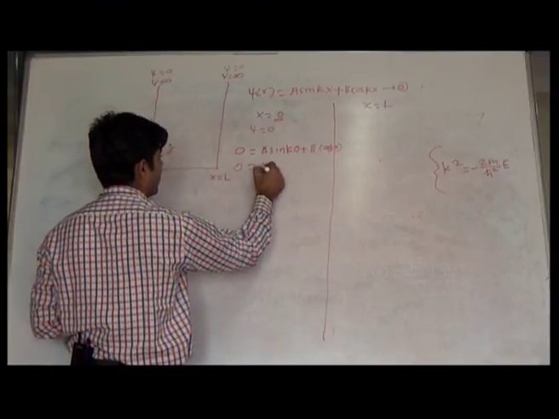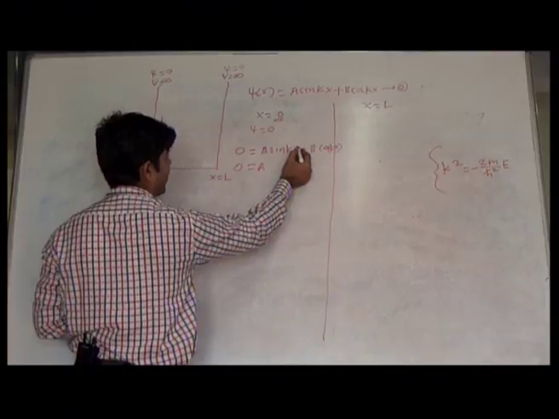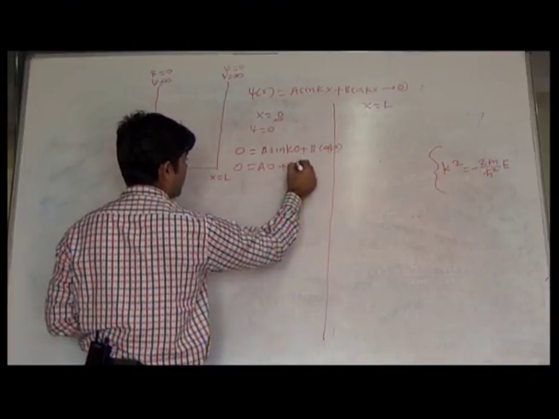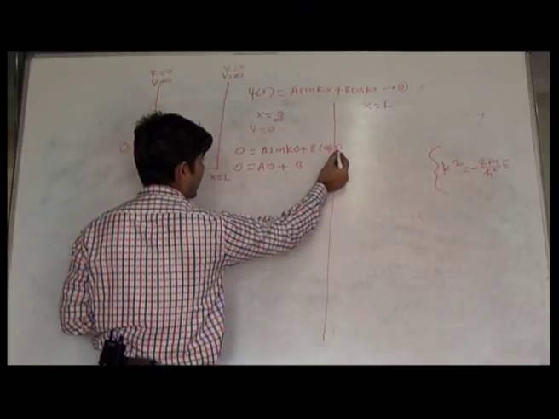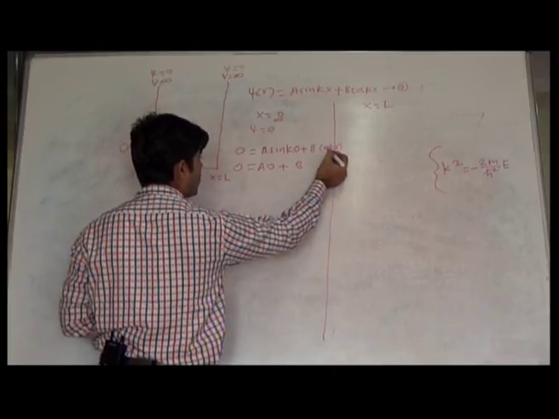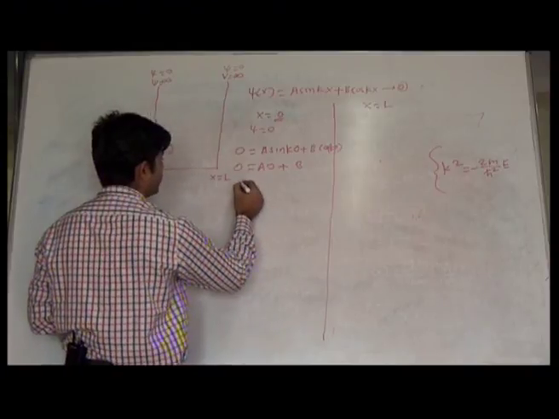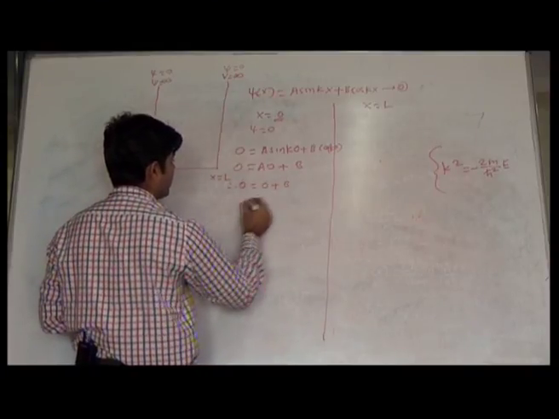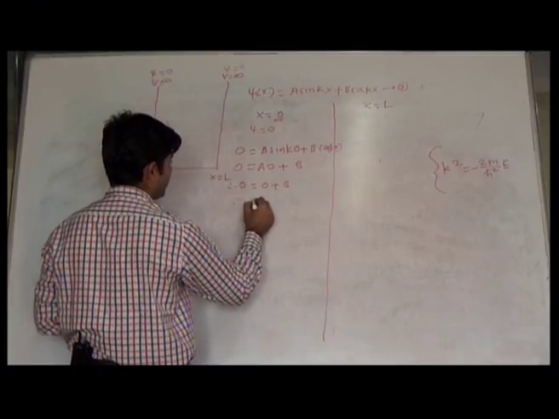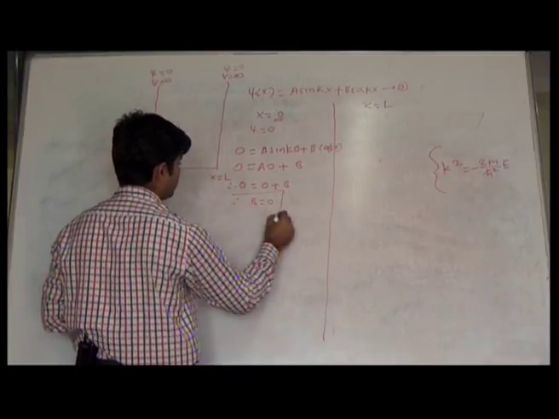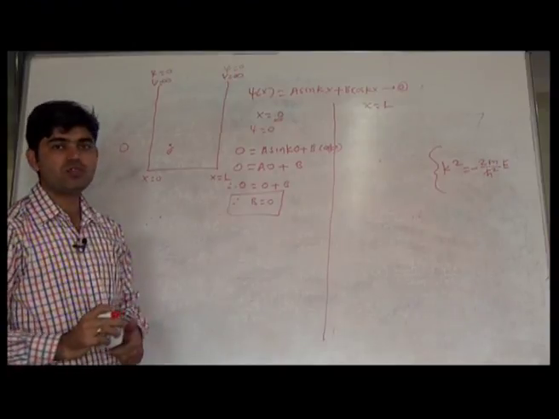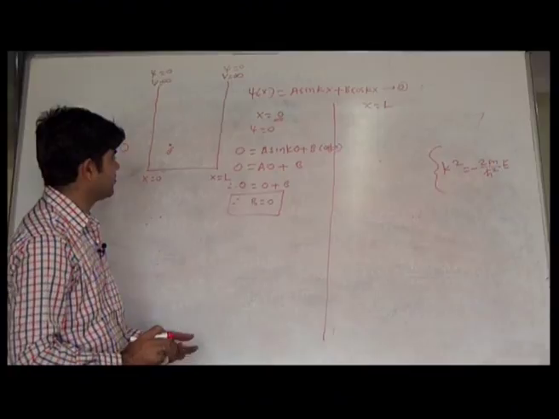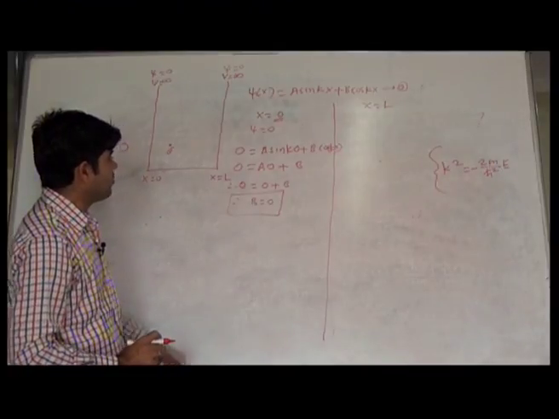Kx into 0 is 0. So, sin 0 is 0 plus b cos kx, kx into 0, cos 0 is 1. So, b. So, 0 is equal to 0 plus b. Therefore, b is equal to 0. So, one constant is equal to 0 here. B is equal to 0 means B does not exist.